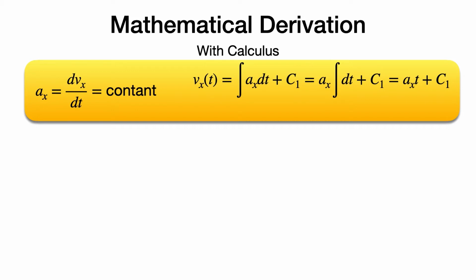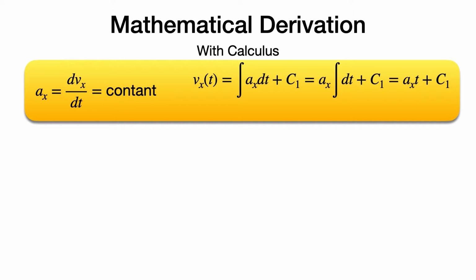Now, because a sub x is a constant, we can pull it outside the integral. The integral of dt is just t. We know that that's correct because, remember, integration is the antiderivative. So if we take a derivative of our answer, in this case t, with respect to t, we get 1. And that is just the integrand of our integral, so we have the right answer.